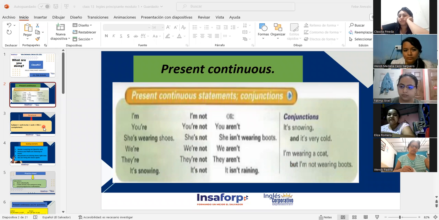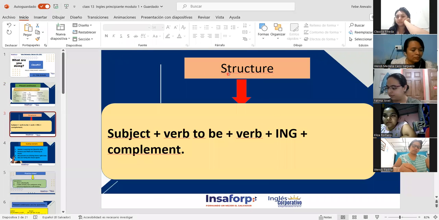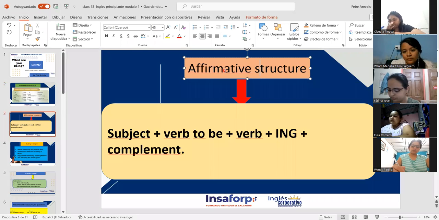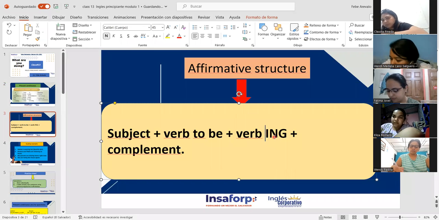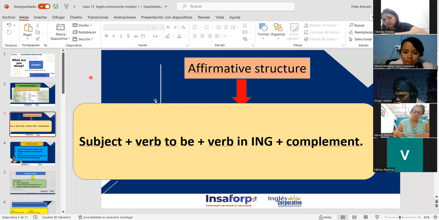Ahora, teacher, pero ¿con qué estructura vamos a manejar estas sentences? Al menos, del lado de las afirmativas, vamos a utilizar este, right? Vamos a ponerle affirmative structure. Right? Oraciones en afirmativa. We got the subject plus verb to be plus verb in ing. El verbo tiene que ir en ing, el segundo verbo, porque ya tenemos el auxiliar verb to be. Plus complement. Right? This is the correct structure.